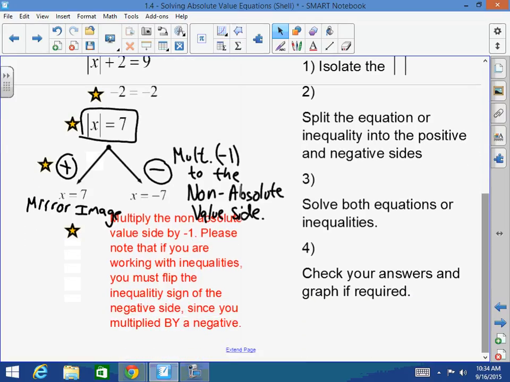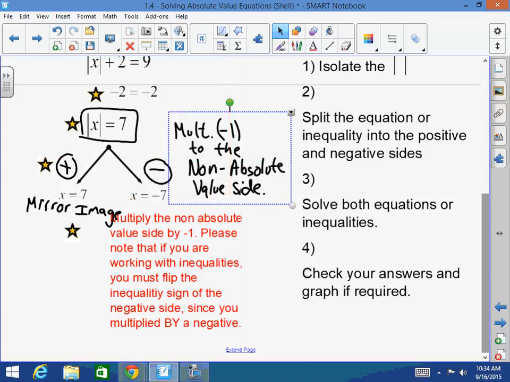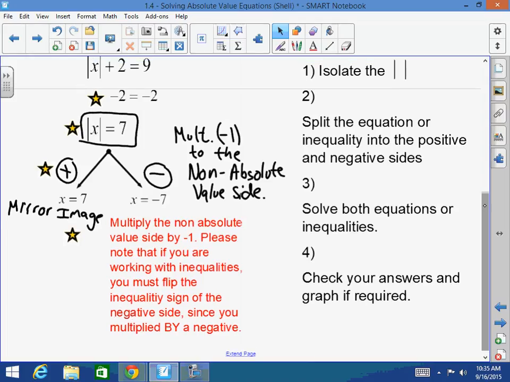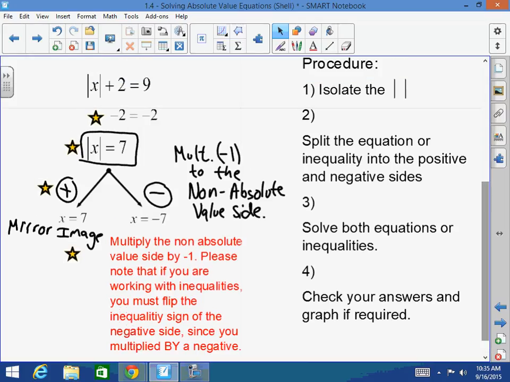And what did I put here? This is just explaining again how I got the negative side. It states multiply the non-absolute value side by -1 for the negative side. Please note that if you're working with inequalities, you must flip the inequality sign of the negative side since you multiplied by a negative. We'll get into that in more detail when we do inequalities, but these notes will work for both. So, this was a very simplistic one, very easy.